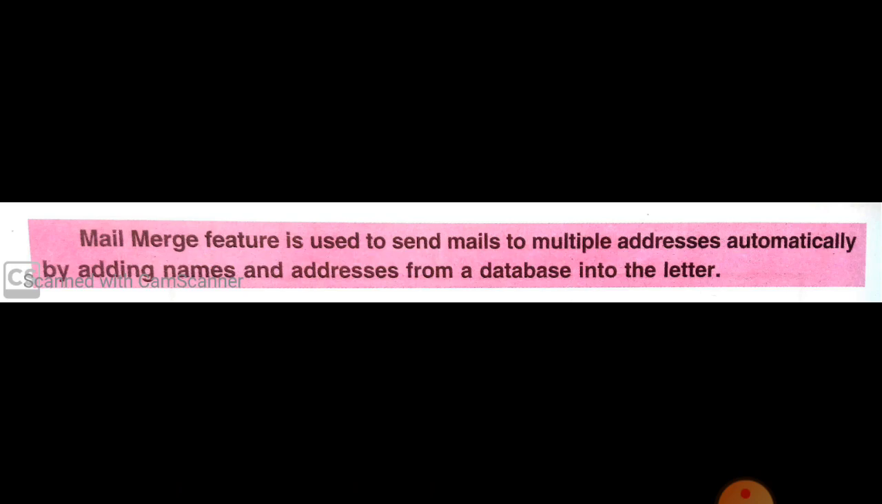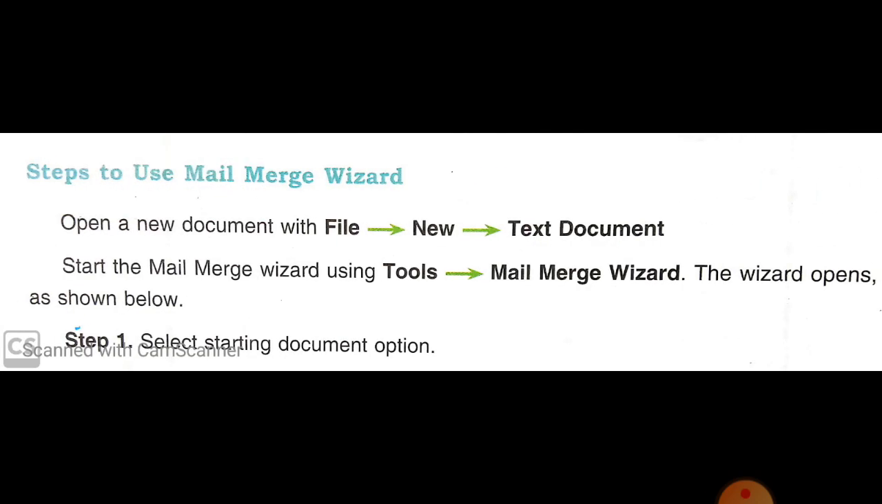Now, steps to use mail merge wizard. Open a new document with File, then New, and then Text Document. Start the mail merge wizard by clicking on Tools and then Mail Merge Wizard.